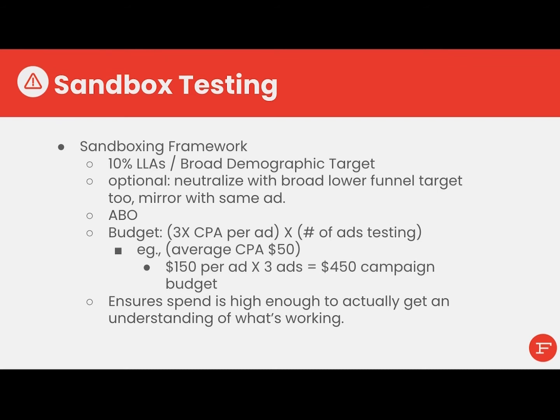So example is, let's say you have an average CPA of $50. You take $150 per ad times 3 ads. If you were running 3 ads as a test, you'd have a $450 campaign budget. This ensures that spend is high enough, and it's something that's ongoing.